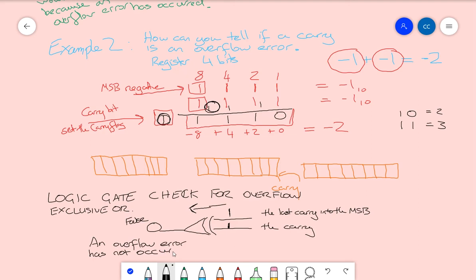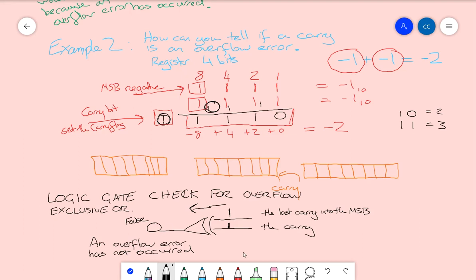So the human had to do this -2 calculation to check it in decimal: -1 plus -1 equals -2. The CPU doesn't have the luxury of that. So if it identifies a carry and wants to check to see if there has been an overflow error, then it will use this exclusive OR.